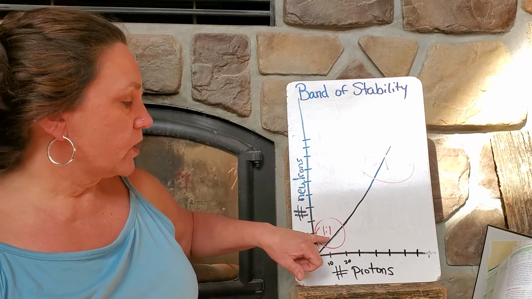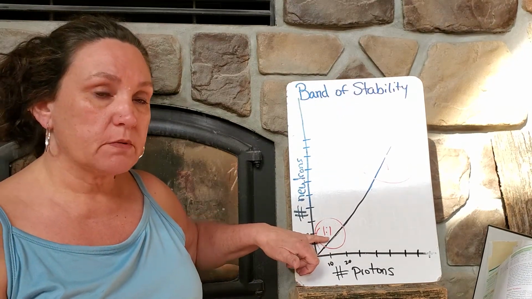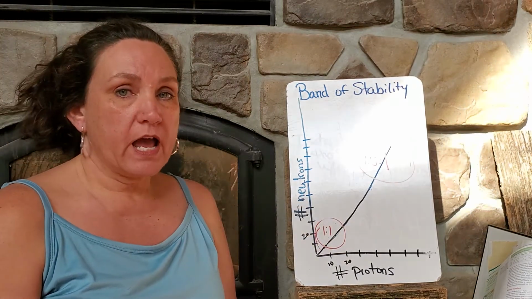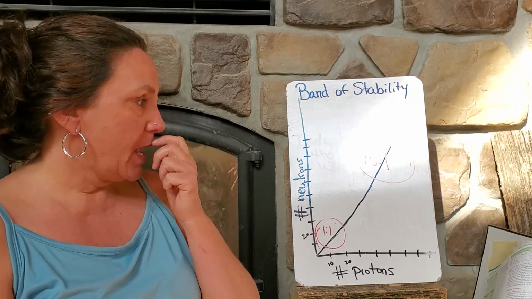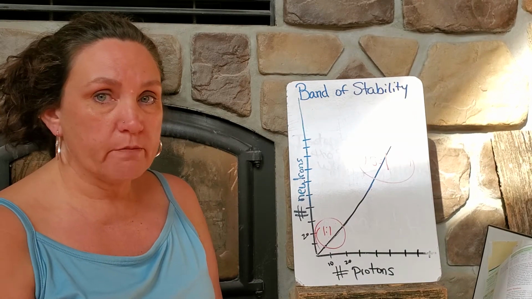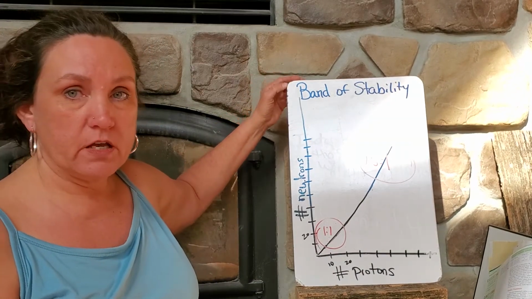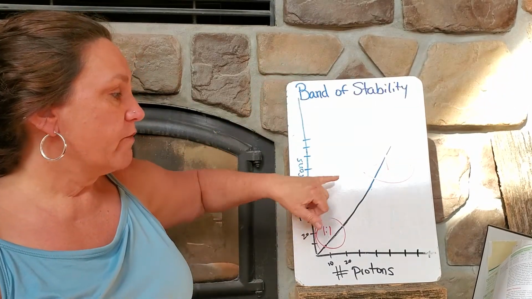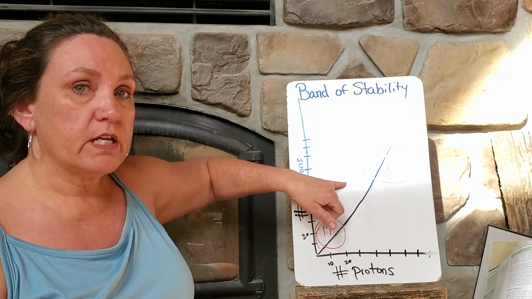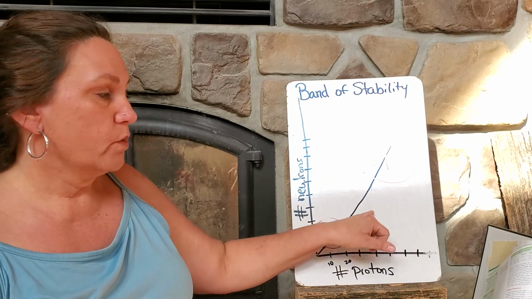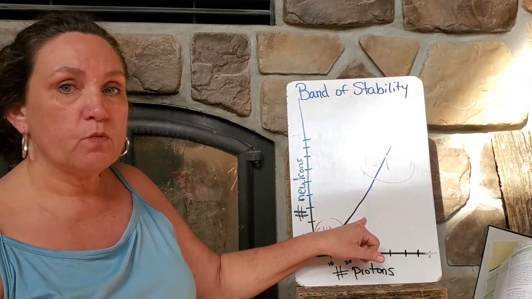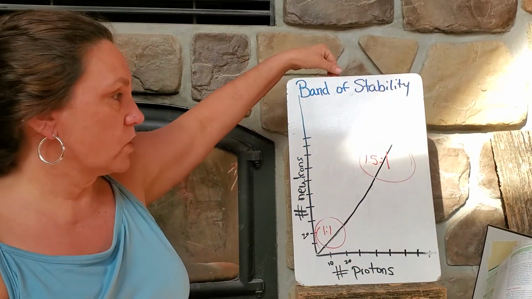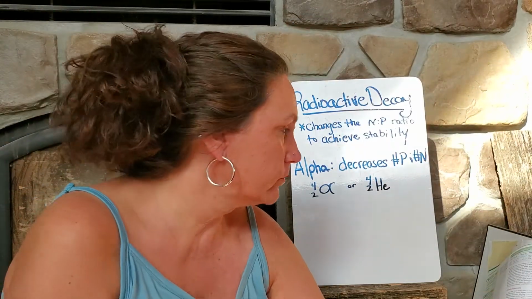But we have this 1-to-1 ratio up to approximately atomic number 20. And then as we get to higher numbers, it's about a 1.5-to-1 ratio. And after lead, no number of neutrons is going to do it, and they're going to all be unstable. So that's our band of stability. If we're above our band, we need to lose some neutrons. If we're below our band, we need to add some neutrons. We've got to make some shifts in order to get there.